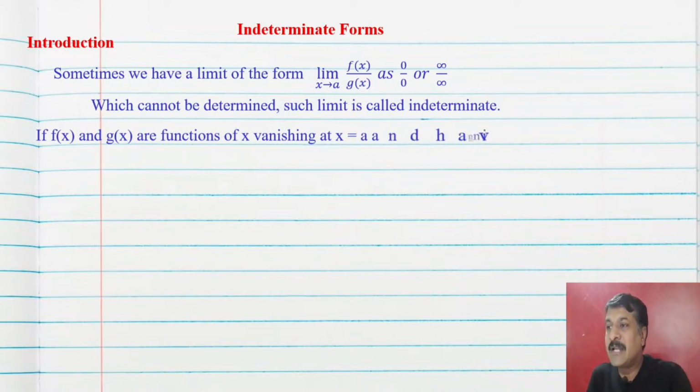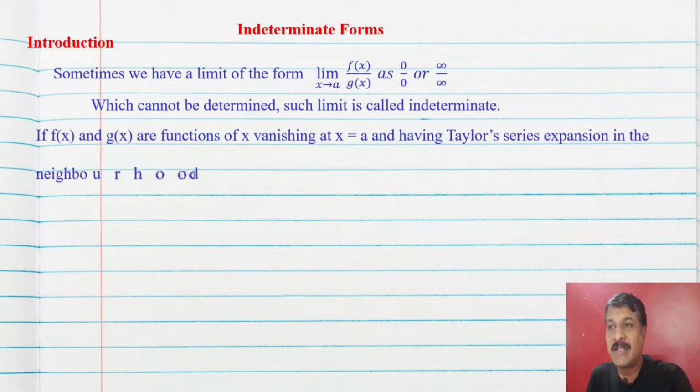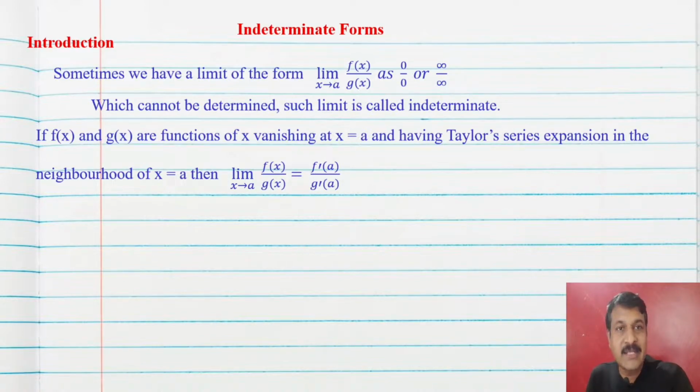If f of x and g of x are functions of x vanishing at x equal to a and having Taylor series expansion in the neighborhood of x equal to a, then limit x tends to a f of x upon g of x equal to f dash of a upon g dash of a. Actually, it is known as L'Hospital's rule. What is this L'Hospital's rule?